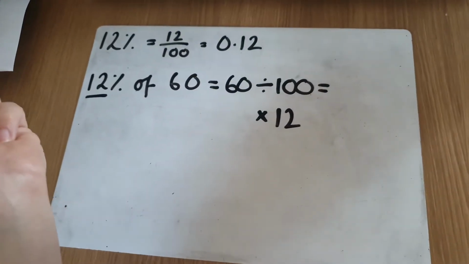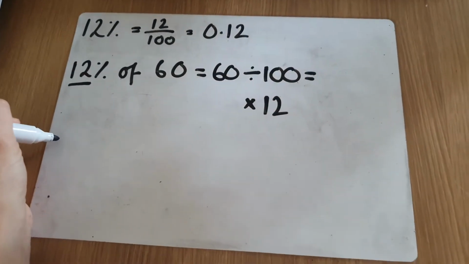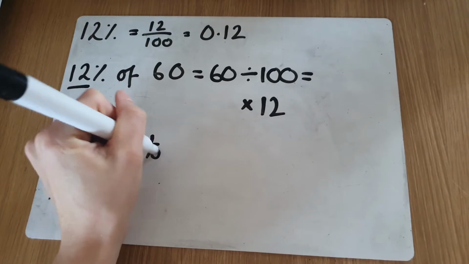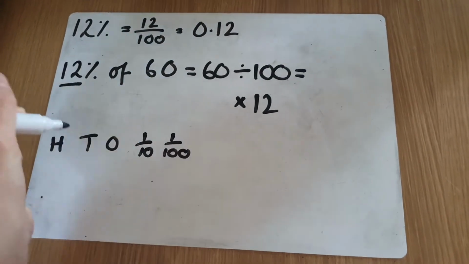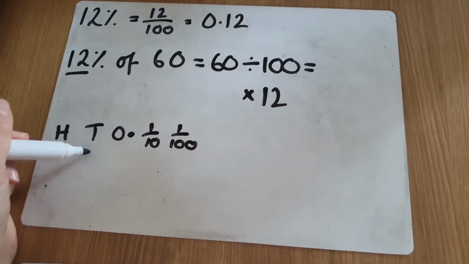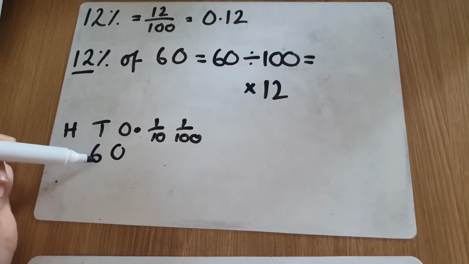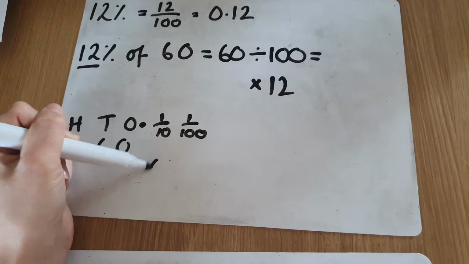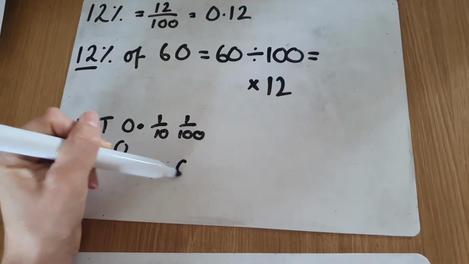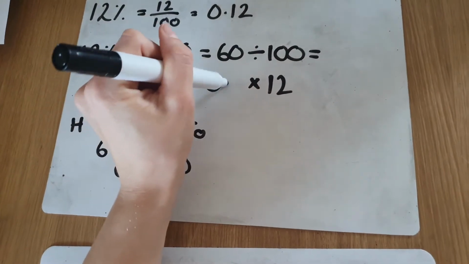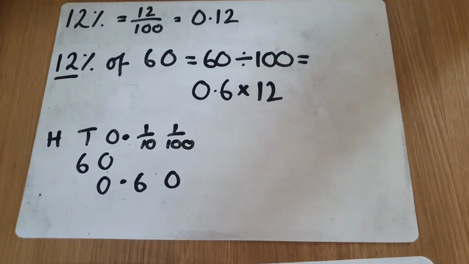So 60 divided by 100, again, we can use our place value columns. So if we have our hundreds, our tens, our ones, our tenths, our hundredths, you'll put your 60 in and you could divide it by 100. So moving the 6 two places, which gives you the answer 0.6. And then you need to do 0.6 times 12.